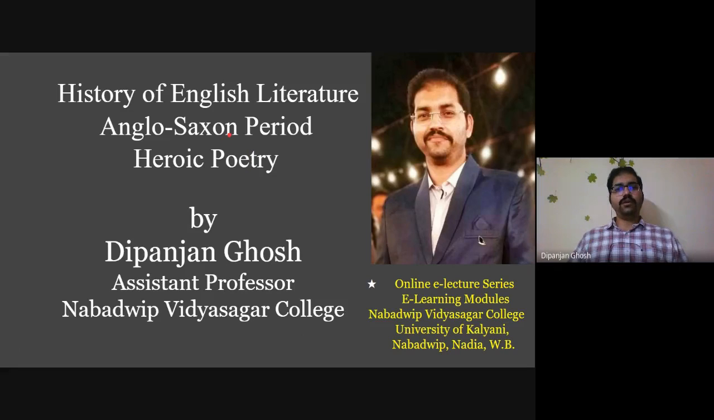In my last lecture on the history of English literature, I described the Anglo-Saxon period, and specifically my topic was Anglo-Saxon elegiac poetry. As I've discussed, under the group of poetry in the Anglo-Saxon period, we have three major subsections. The first one is Anglo-Saxon heroic poetry. Number two, Anglo-Saxon elegiac poetry. And number three, Anglo-Saxon religious poetry or Christian poetry. So today I will discuss Anglo-Saxon heroic poetry.